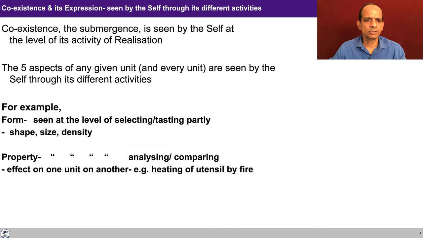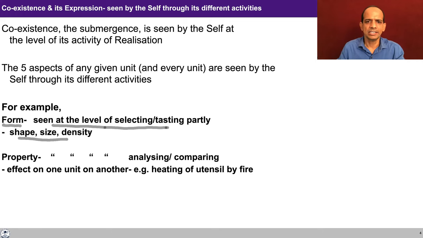So the submergence, that is coexistence, is seen by the self at the level of its activity of realization. And the five aspects of any given unit, and that is to say every unit, are seen by the self through its different activities. So we'll see how the form is seen by the self, the property is seen by the self, the natural characteristic is seen by the self, the harmony is seen by the self, and the submergence is seen by the self. Now, if you talk about form, it is seen at the level of selecting testing, partly. So the shape, size, density are something to be tested by the self.